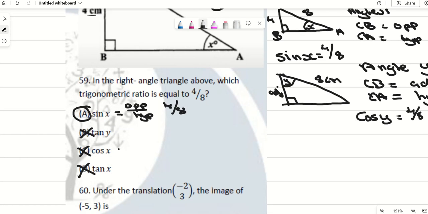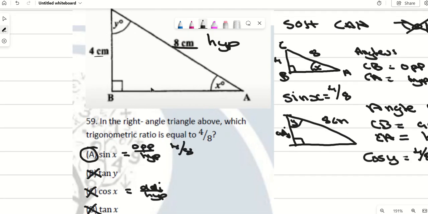Cos X, if it was cos X, that is adjacent over hypotenuse. Your adjacent, if we're talking about cos X, would actually be AB or BA, whichever one. Remember, your adjacent is the side that has both your 90 degrees and your angle in question. The angle in question here was X, so your adjacent is BA. BA does not have a length, so we know that C would not be your answer.